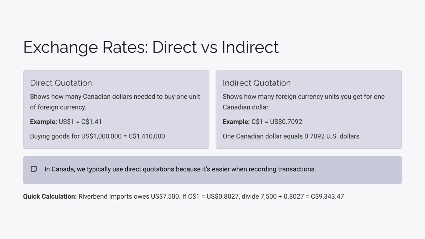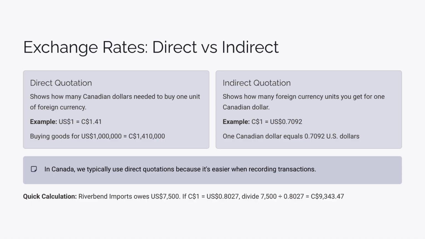Now that we know what qualifies as a foreign currency transaction, let's talk about how those exchange rates actually work. Before we can record anything, we need to understand exchange rates. There are two ways to quote them. Direct quotation. This shows how many Canadian dollars you need to buy 1 unit of foreign currency. Example, 1 US dollar equals 1.41 Canadian dollars. So, if you buy goods for 1 million US dollars, that's 1,410,000 Canadian dollars.